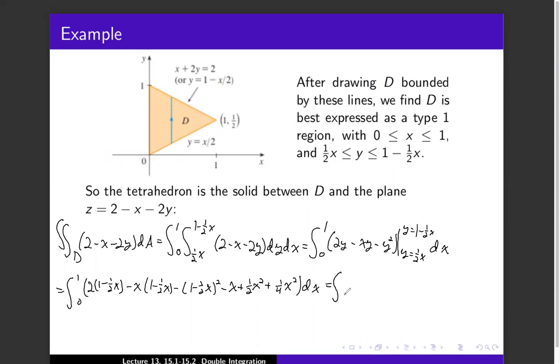dx. And after doing the algebra, simplifying all that out, that's going to be x squared minus 2x plus 1, after working out all of the algebra. And I leave the details out to you guys to work out on your own, I trust you. But that ultimately becomes x cubed over 3 minus x squared plus x, evaluated from x equals 0 to x equals 1, which is just 1/3. That's the total volume of this tetrahedron.